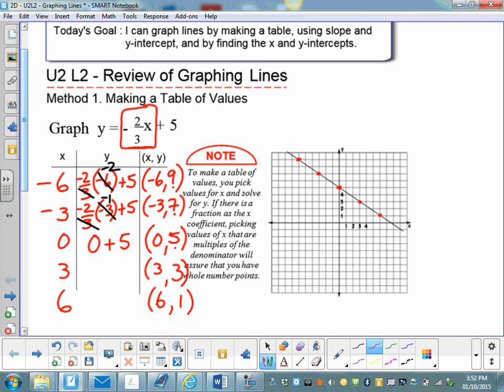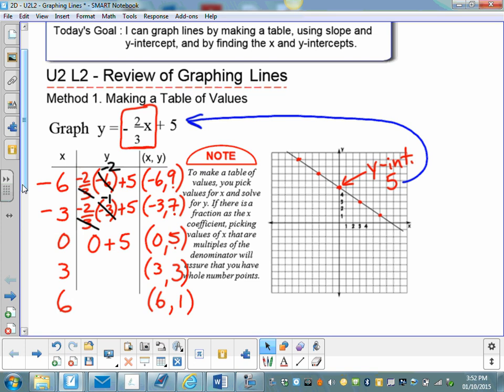A couple things we want to mention on the graph here. When we graph a line, the point where it crosses the y-axis is called the y-intercept. And in this particular situation, it's crossing the y-axis at 5. So the y-intercept for our line is 5. And you can see where that shows up in the equation.